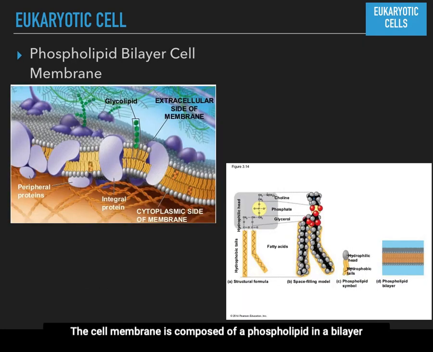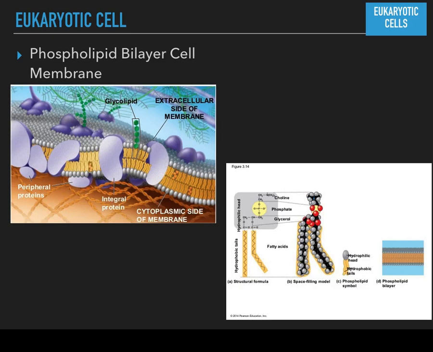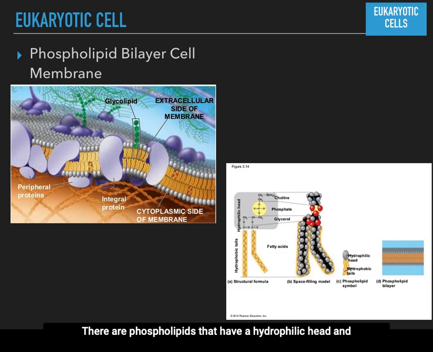The cell membrane is composed of a phospholipid bilayer. Remember from our lecture on biological molecules, there are phospholipids that have a hydrophilic head and a hydrophobic tail. These tails align in the middle, and the hydrophilic heads are in contact with the extracellular and the intracellular or cytoplasmic side of the cell. This bilayer allows for proteins to be inserted for communication and for anchoring. It also provides a barrier to keep out unwanted molecules that could damage the cell.